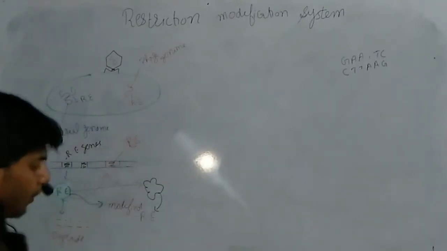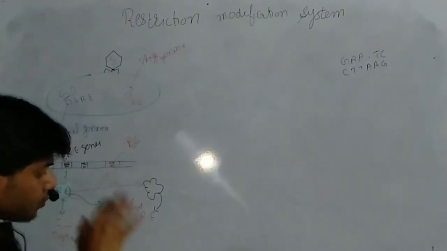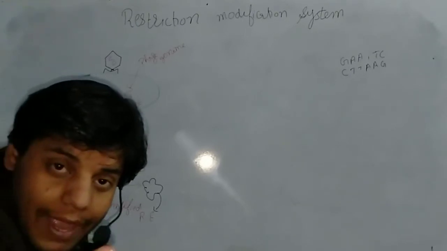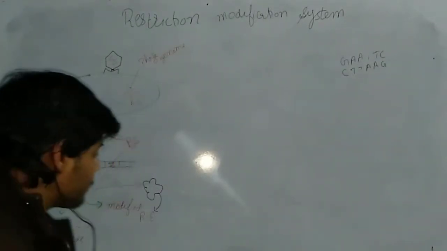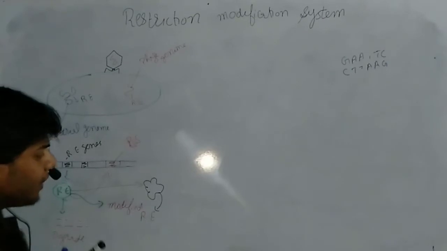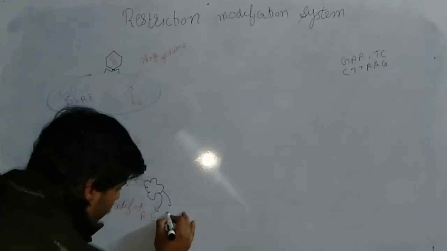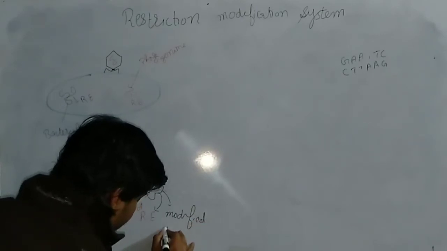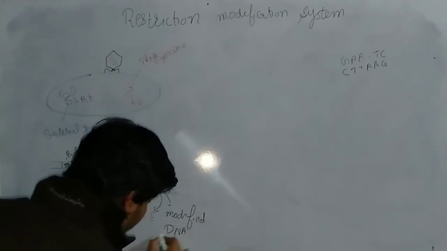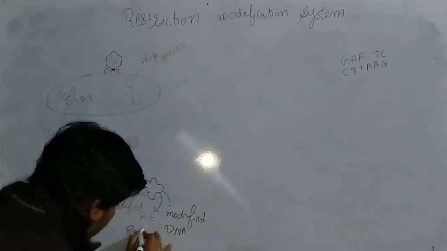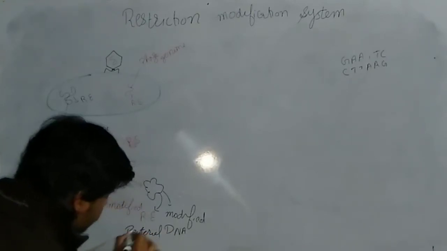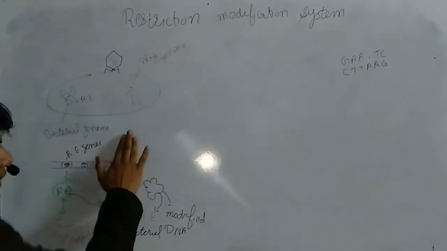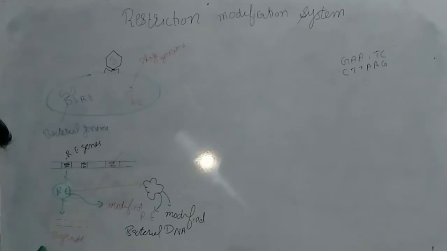Okay, so this is a modified version of the restriction enzyme. This will be restriction enzyme 2, let's suppose. Now the main function of this restriction enzyme is to modify the DNA molecule. Modified DNA, or we can say bacterial DNA. Okay. Let's say they can modify the bacterial genome here.